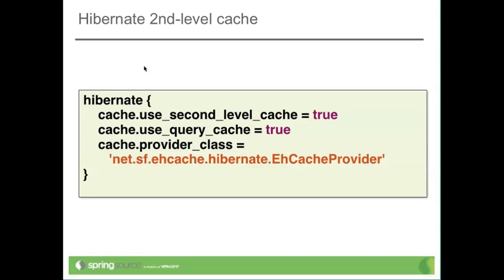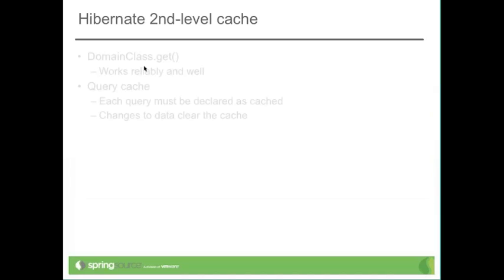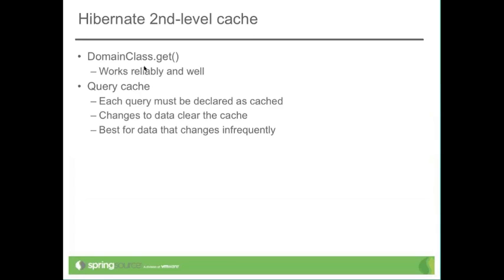So Hibernate second level cache, in your DataSource.groovy, you just add this block. In fact, when you create a new Grails application, this will be there by default. So the second level cache and the query cache are enabled by default. So what can this do for us? Well, if you use the get method on a domain instance, that works reliably and well with the cache. That means that if you get a domain instance by its ID, it's highly likely to hit the cache and use that instance. But if you issue a query instead, so a JDBC select under the hood, for example, a dynamic finder or a criteria query or an HQL query, then you'll be looking at the query cache, and you may find that you're not getting the kind of performance improvement you're expecting.